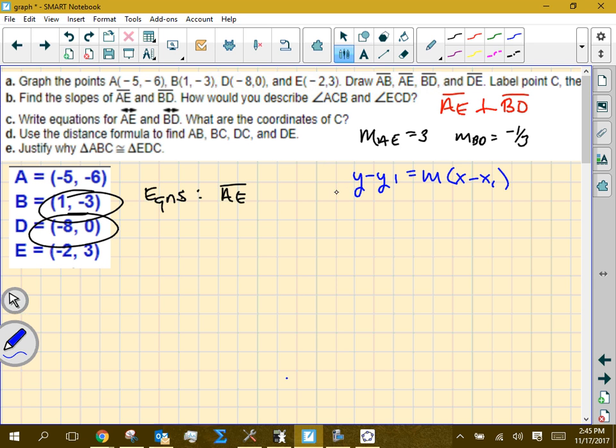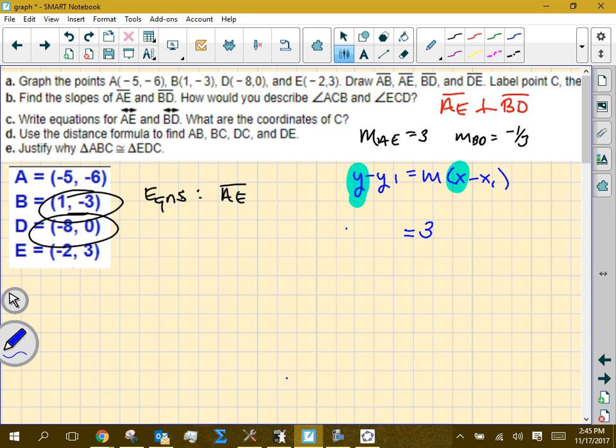Okay, but in order to do this, we need to realize that the y and the x, that y stays y all the time. That stays x all the time. They're static. They don't change. The y1, the x1, and the m, they do change. Okay, and the m is, we're trying to find the equation of AE. So m is the slope of AE. Okay, so I'm going to find slope of AE. We said that was 3.